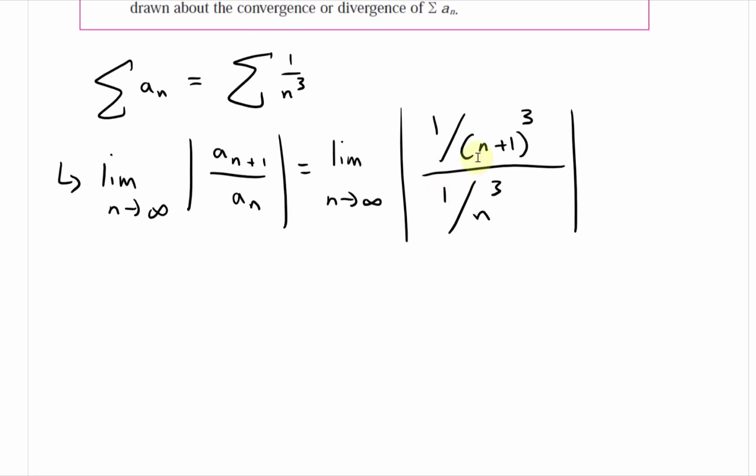Since n is always going to be positive, and this is cubed, it doesn't matter what you do, these will always be positive, so this is always greater than or equal to 0.